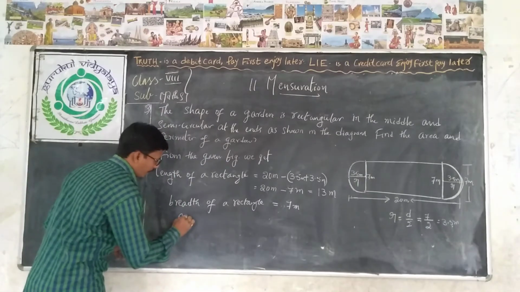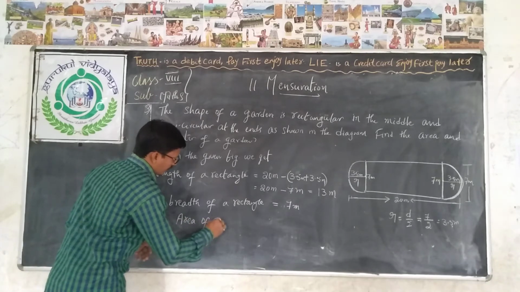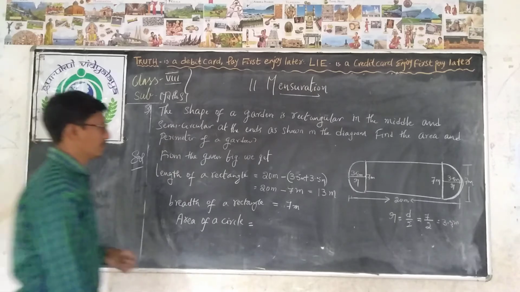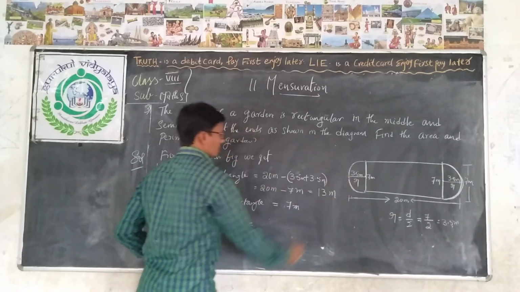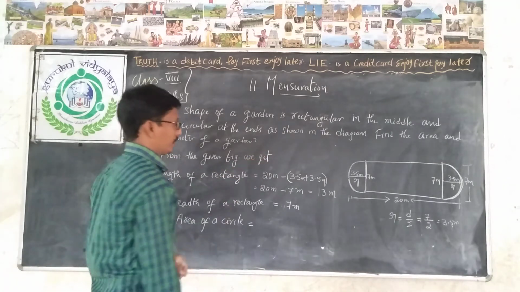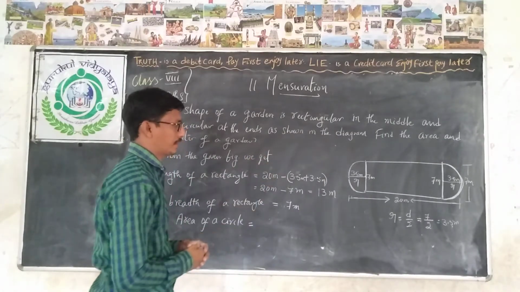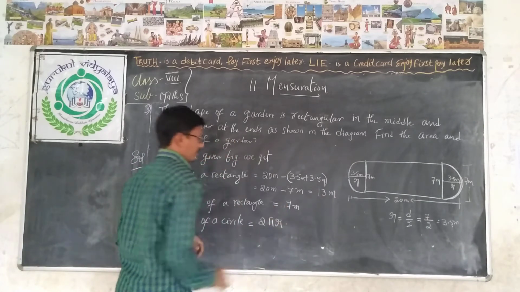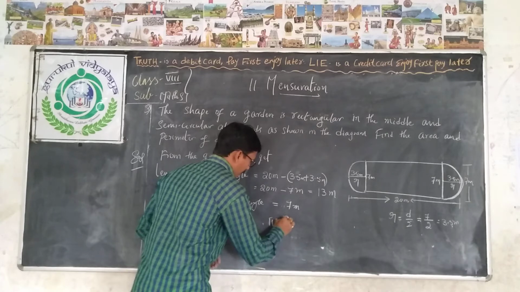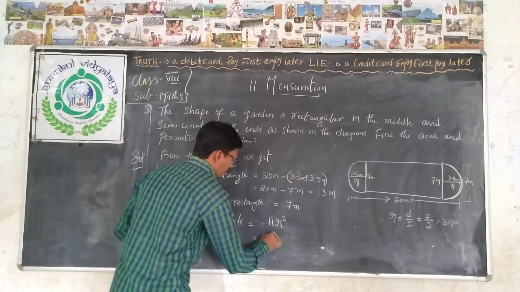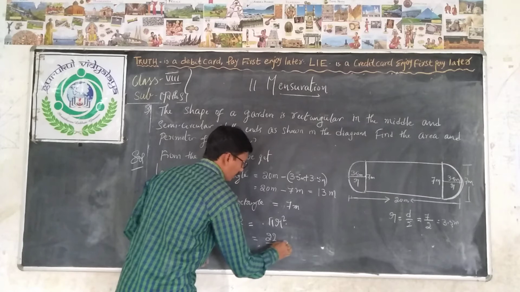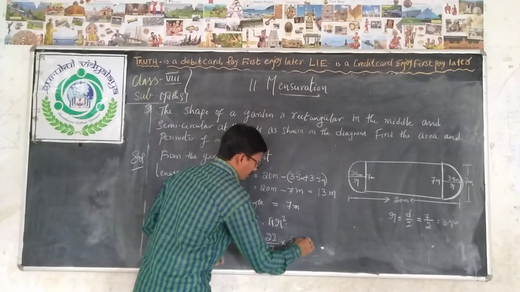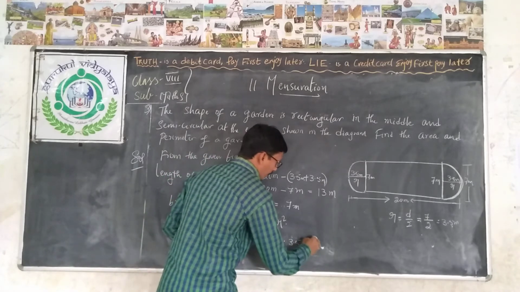So the area of a circle is equal to the area of a semicircle plus the area of a semicircle, that means the area of the total circle. Sorry, pi r square. Area of a circle is pi r square. So that is equal to 22 by 7 into r square, and r square means 3.5 into 3.5.